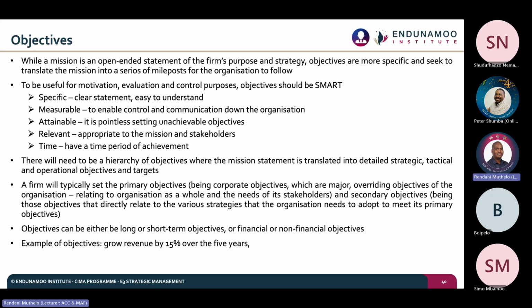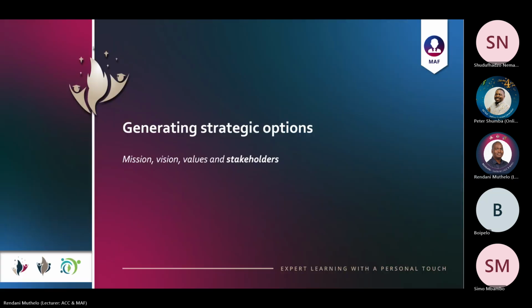So objectives can either be long-term or short-term, or they could be financial or non-financial objectives. Think about objectives as a translation of the fundamental objective into corporate or primary and secondary objectives. And now we are done with objectives. Let's look at stakeholders.